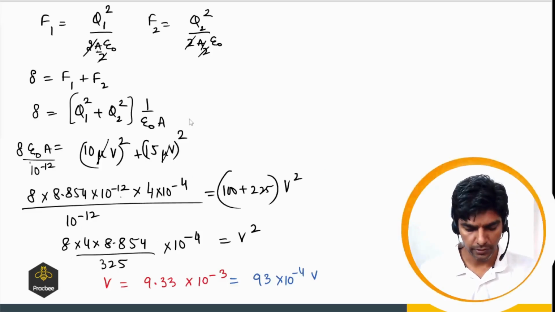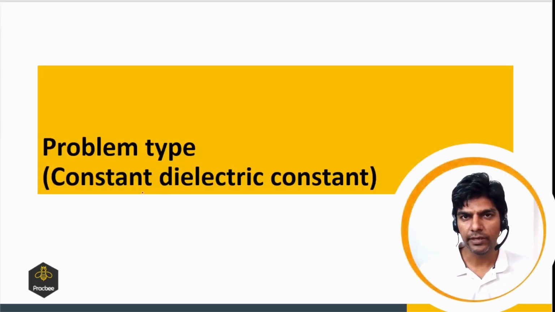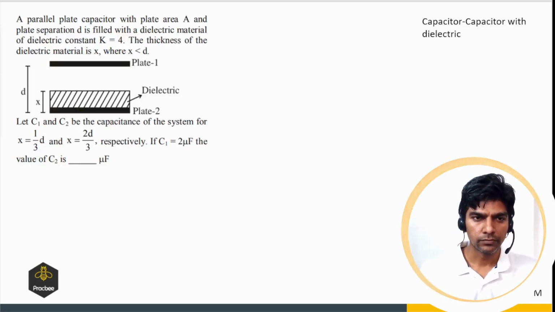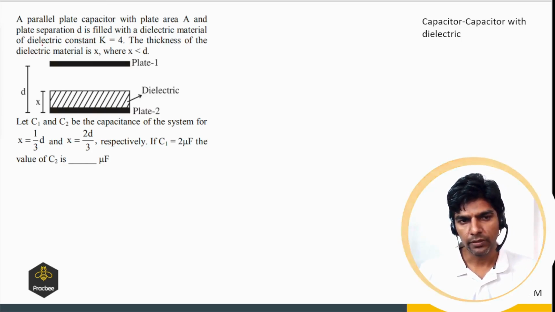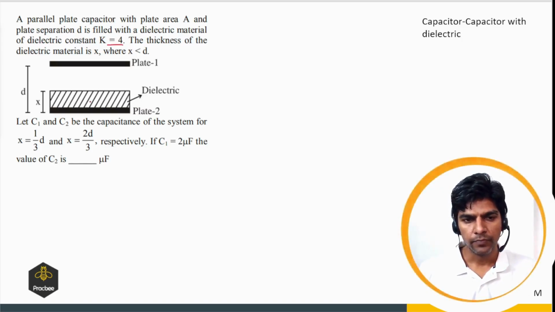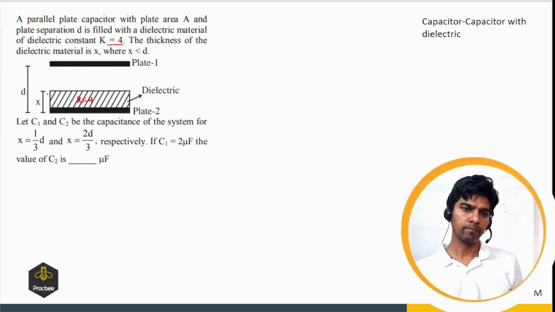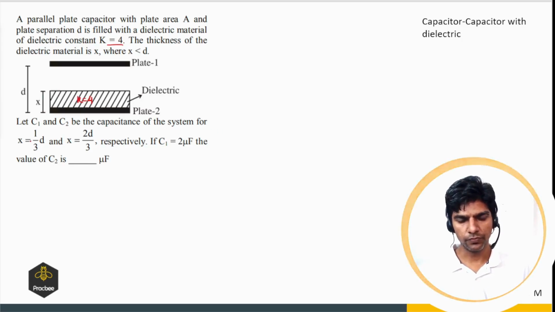I hope the concept is clear to you. Now let us see the next problem type, and it is based on constant dielectric, right? When we have a constant dielectric between the plates of the capacitor. A parallel plate capacitor with plate area A and the plate separation D is filled with a dielectric material of dielectric constant 4. So K is 4. The thickness of the dielectric material is X, where X is less than D. And let C1 and C2 be the capacitance of the system for X equals to D by 3 and X equals to 2D by 3 respectively.